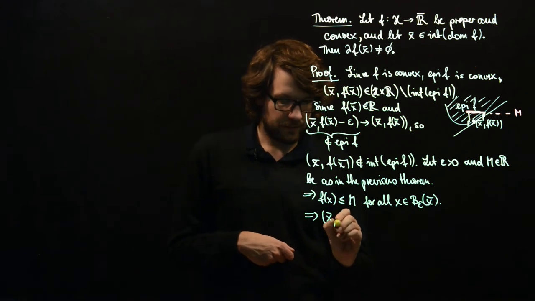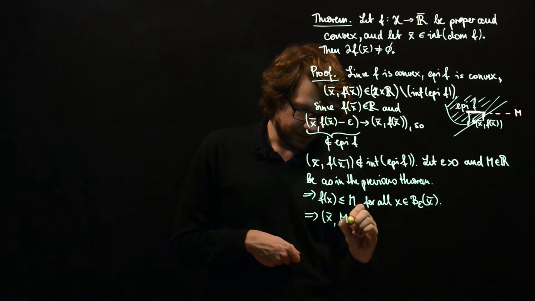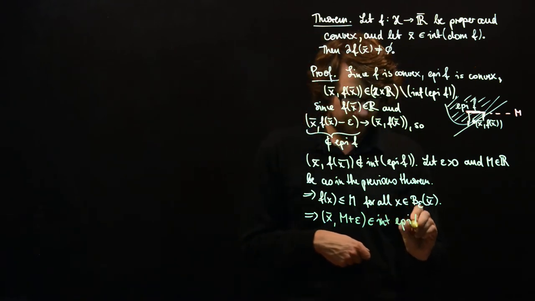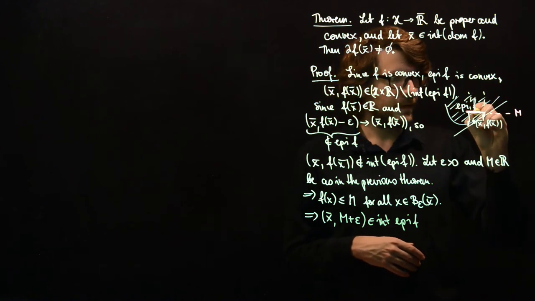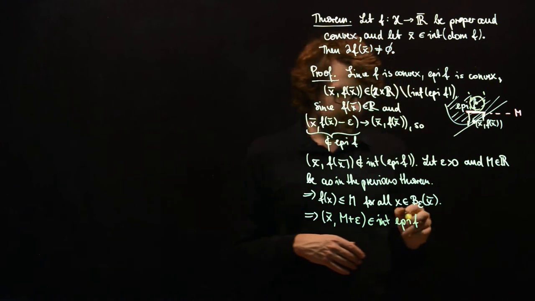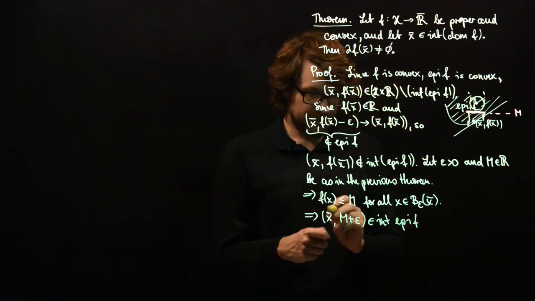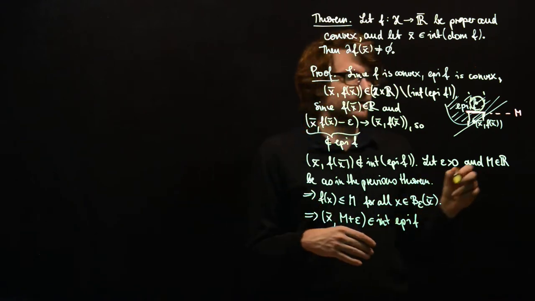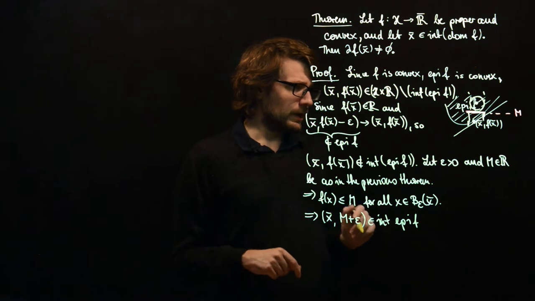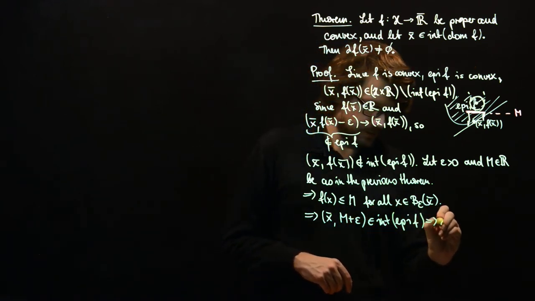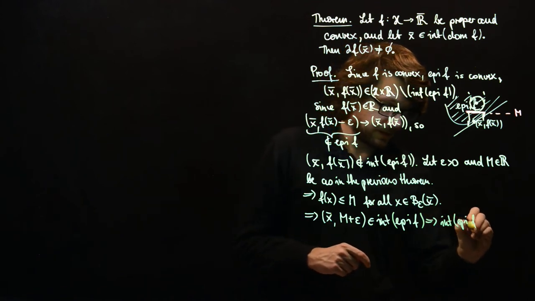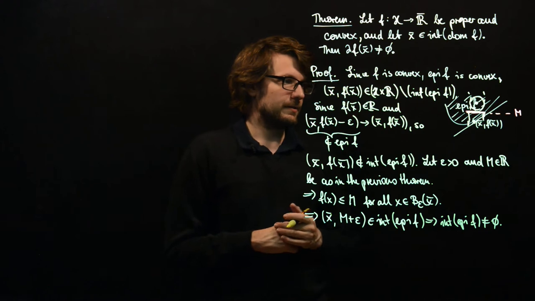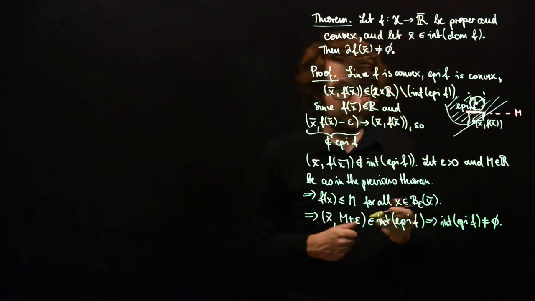So we have x bar, m plus epsilon in the interior of epi F. So this will be this point here, and we will find this epsilon ball in the direction of the first component, and also the epsilon ball in this vertical direction, and this is completely contained in epi F here. So we have found an interior point, so the interior of epi F is non-empty, and therefore the requirements for our separation theorem are satisfied, because of this upper bound we found in the last theorem.